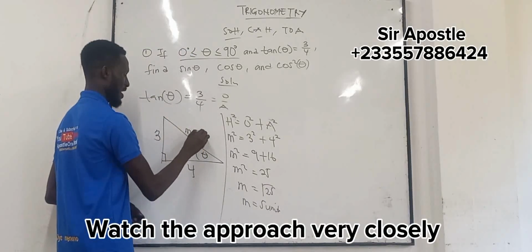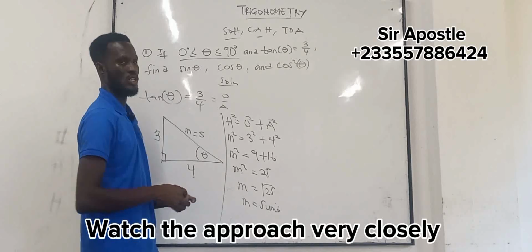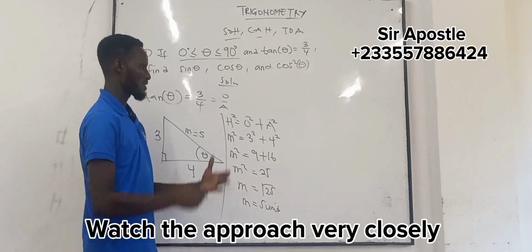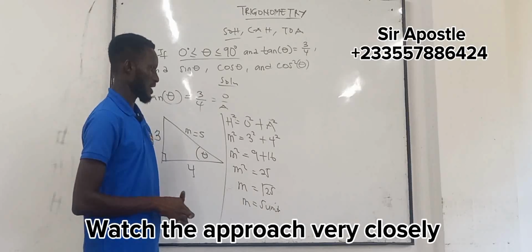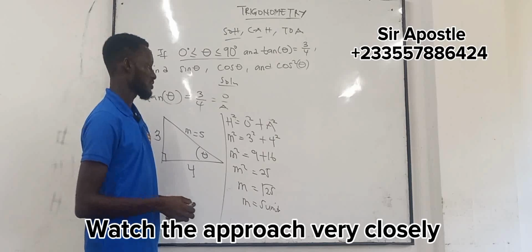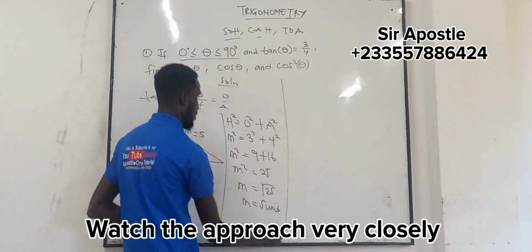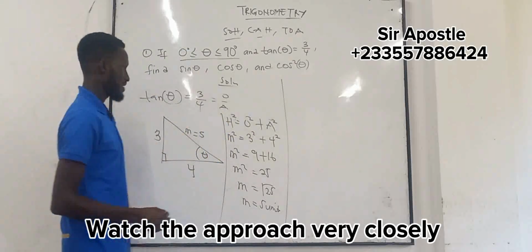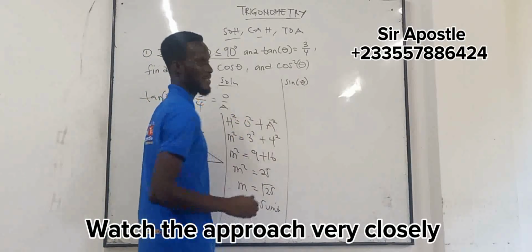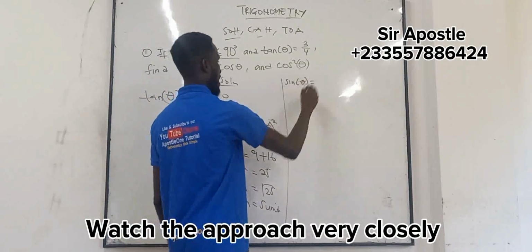So this side is 5. We are not going to bring the plus or minus because this one is in the first quadrant. In the first quadrant, everything is positive. So follow me closely. Now, let me solve my sine theta. This question is very simple. It comes in the WASSCE every year.